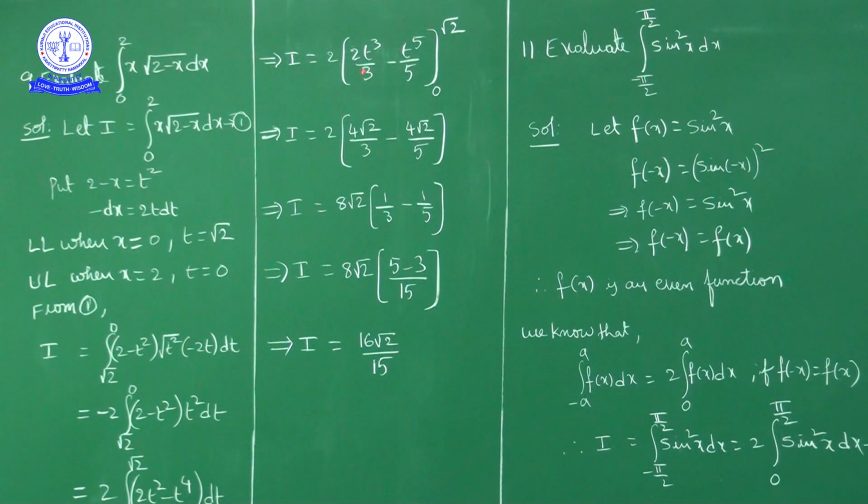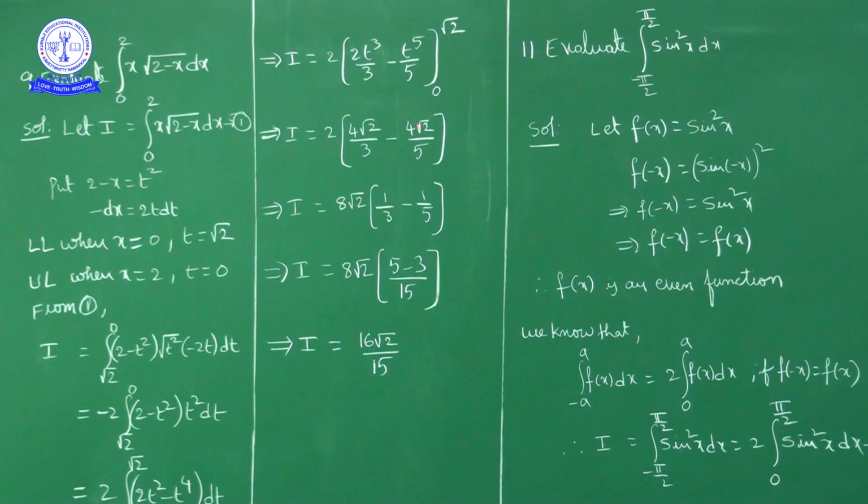2 into t cube. In place of t, if you write root 2 cube, what is it? Square root of 2 cube is 2 root 2. 2 root 2 into 2 is 4 root 2. So 4 root 2 by 3 minus root 2 power 5. Root 2 power 5 is nothing but 4 root 2, so 4 root 2 by 5.